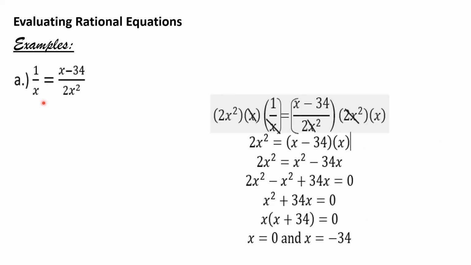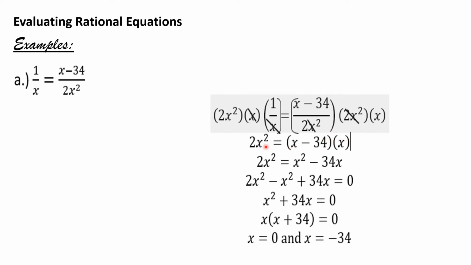Here we have an example. Letter A: 1 over x equals x minus 34 all over 2x squared. We solve for x so that when we substitute this value of x, our equation will be balanced. Let's solve now. First step is to find the LCD. The LCD is 2x squared times x, and then we multiply this to both sides of our equation.